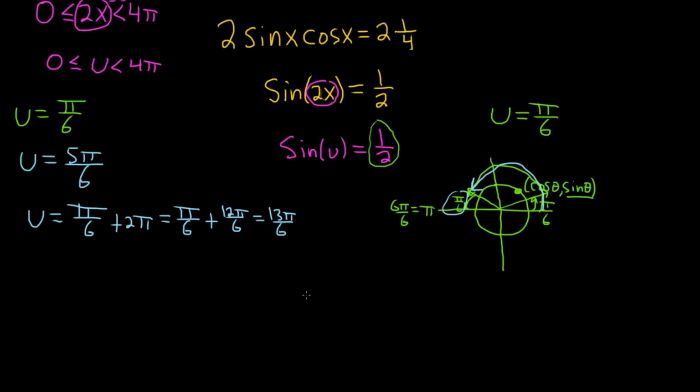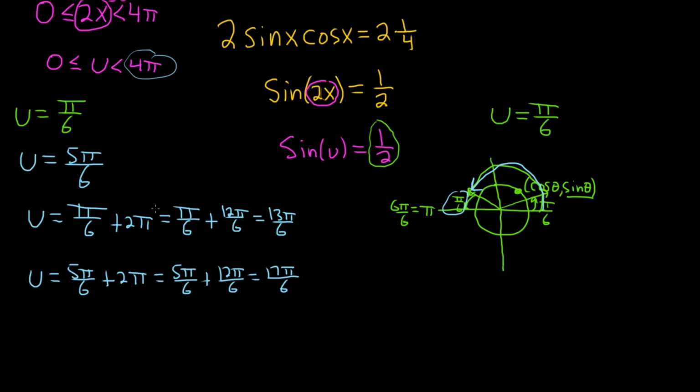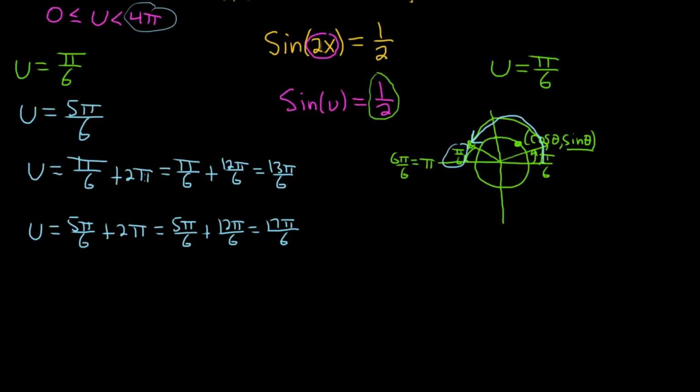Now do the same thing with 5 pi over 6. Take 5 pi over 6 and then just add 2 pi to that. So plus 2 pi. So that's 5 pi over 6 plus 12 pi over 6. Really beautiful stuff. And that's 17 pi over 6. It's a lot of work. And we can't add 2 pi again because then we'll go beyond 4 pi, right? So it would be 4 pi plus pi over 6, which is beyond 4 pi.